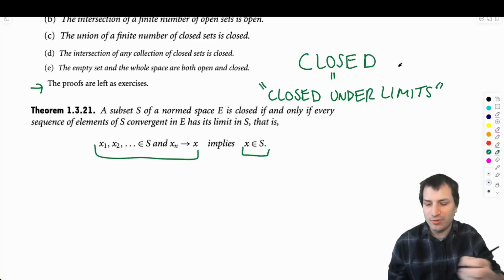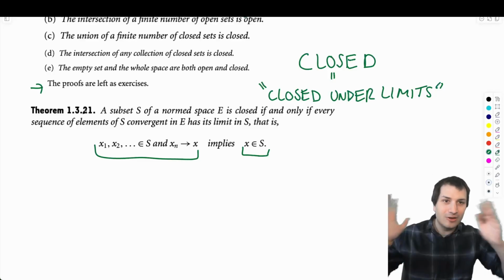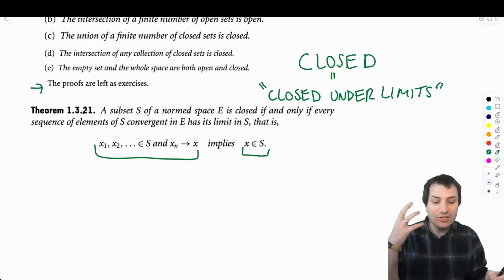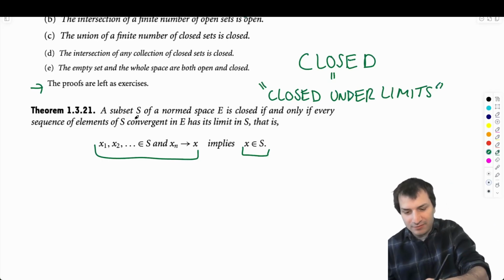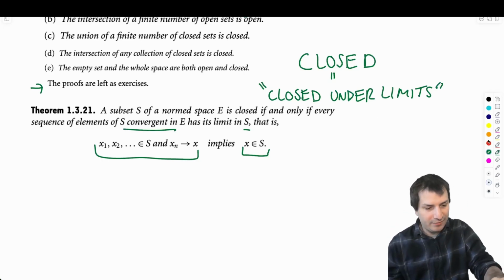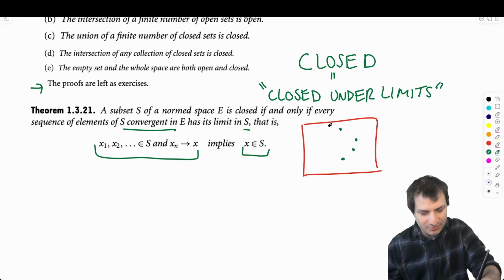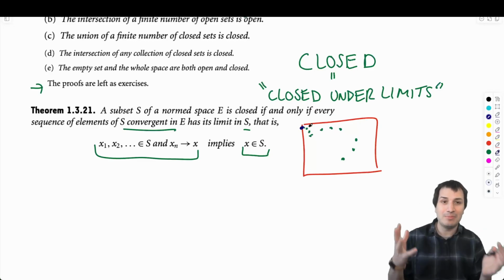That would mean it's closed under limits, and that is really what a closed set is. So theorem 1.3.21 says a subset S in a normed space, or in a metric space more generally, is closed if and only if every sequence of elements which is convergent has its limit in S. So you have your set over here, and you take some limit of points. Maybe the sequence goes really wild and then gets closer and closer to something. Well, that limiting point better be in the original set S. You cannot escape the set S.